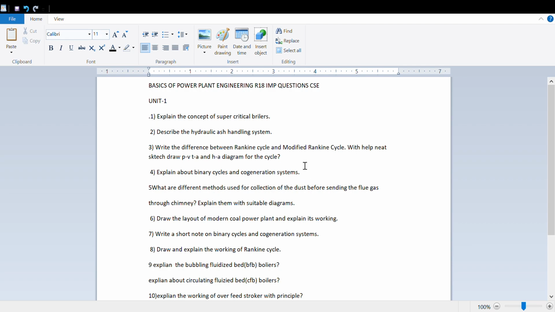And for this third question, we have some problems also. It's also very important. This is the important questions for Basics of Power Plant Engineering, R18, important questions for CSE.